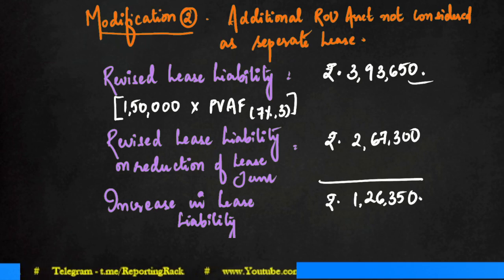The additional asset requires me to pay 1,50,000. So if I am paying 1,50,000 as a lease rental over the next 3 years, discounted at the rate of 7%, my answer would come to 3,93,650. Correct? However, after reduction of lease term, the revised lease liability was only 267,300. Therefore, because of paying extra 50,000, I have to increase the lease liability by 1,26,350.